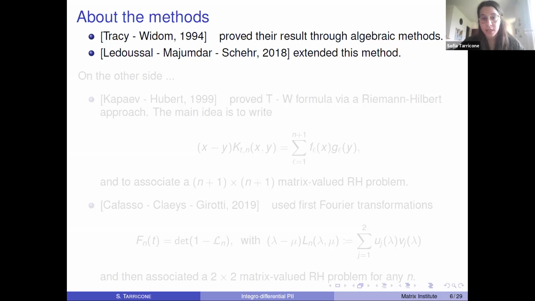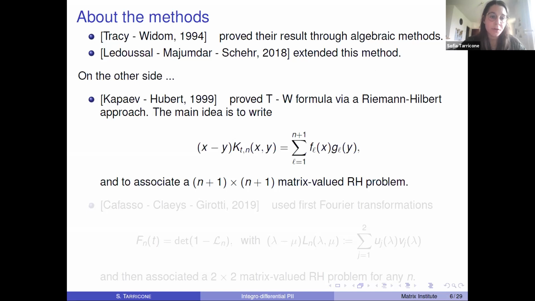On the other side, we have the Riemann-Hilbert approach instead. Just a few years after Tracy and Widom proved their result, there was this paper, and many others, in which the Tracy-Widom formula was proved through a Riemann-Hilbert approach. The main idea is to write down the kernel of our operator in this way. With this formula, the operators having this type of kernel are known to be integrable operators of IIKS type. And so there is this well-known theory that allows you to connect these operators to a Riemann-Hilbert problem, matrix valued, that will be of size n+1, n+1 being this value here.